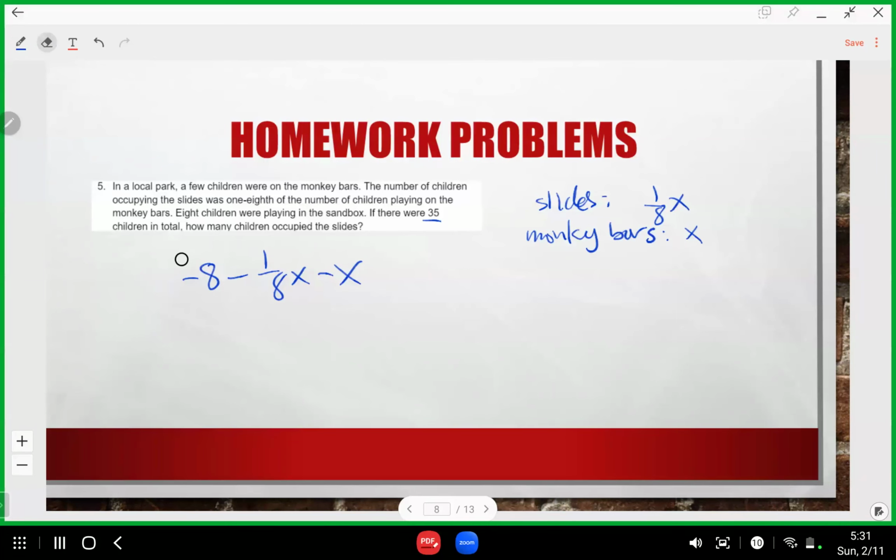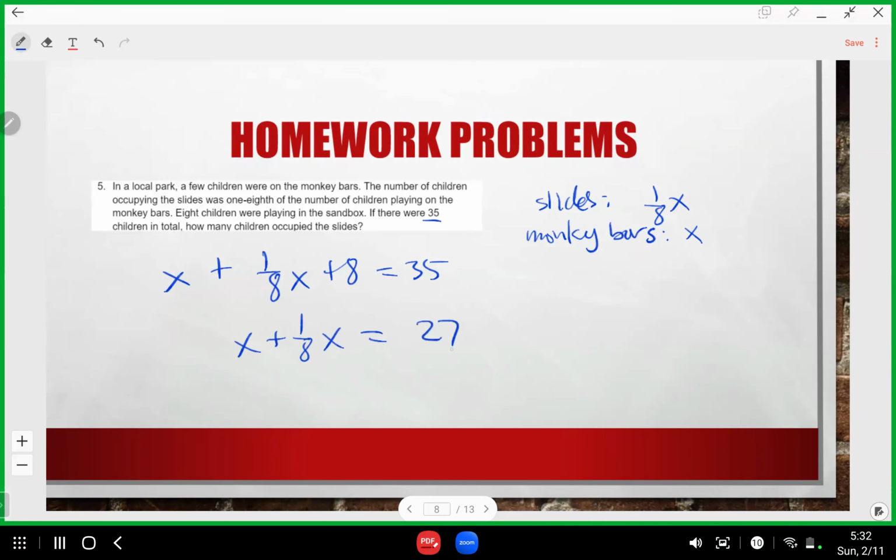Actually, no, hold on. X plus 1/8 of X plus 8 is 27, equal to 35. 35, right? So now this is 27. Okay, so where did you go from here?